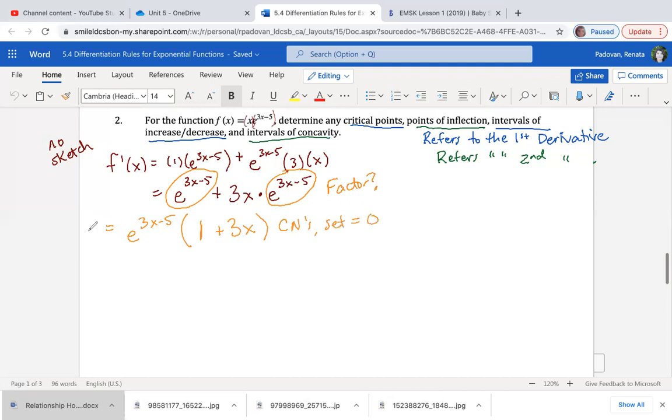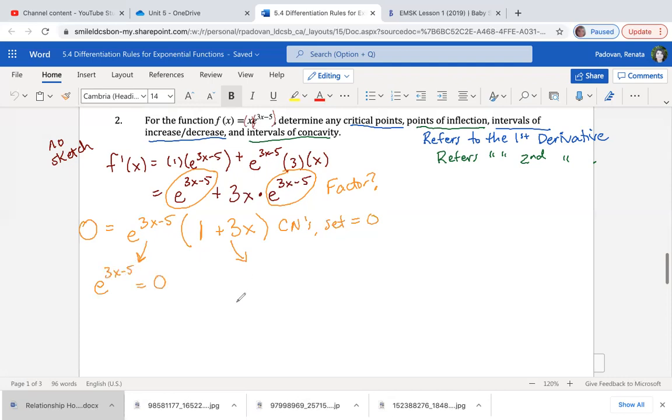Instead of rewriting this, I'm just going to throw the 0 there, right? Saves me a step, especially when we're writing out so much. So then we set each term equal to 0. So I'm setting this side equal to 0 and this bracket equal to 0. So I have base of e to the exponent 3x minus 5 equal to 0.